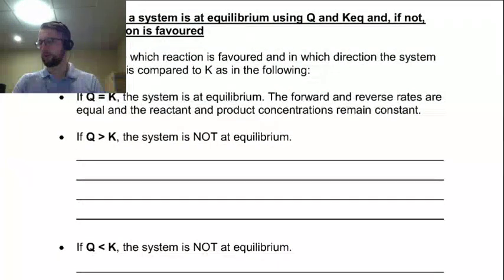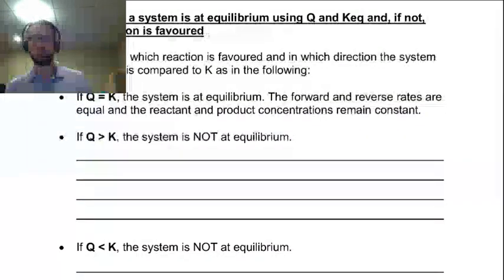So this is the skill we want to do: determine if a system is at equilibrium using K and Q, and if not, which reaction is favored. To determine which reaction is favored and in which direction the system is moving, Q is compared to K as in the following. If Q is equal to K, then the system is at equilibrium. The forward and reverse rates are equal and the reactant and product concentrations remain constant.